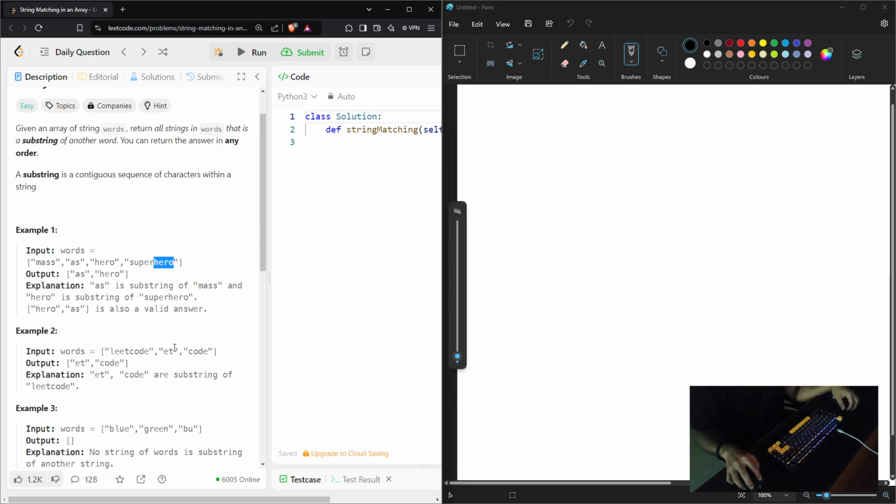Let's come to the second example. If we take ET, we see it's appearing once here and once here. It could have appeared more times, but it doesn't matter. If it's at least two, then it's fine. So that's why ET is an answer. Same with code. It's appearing once here and once here.